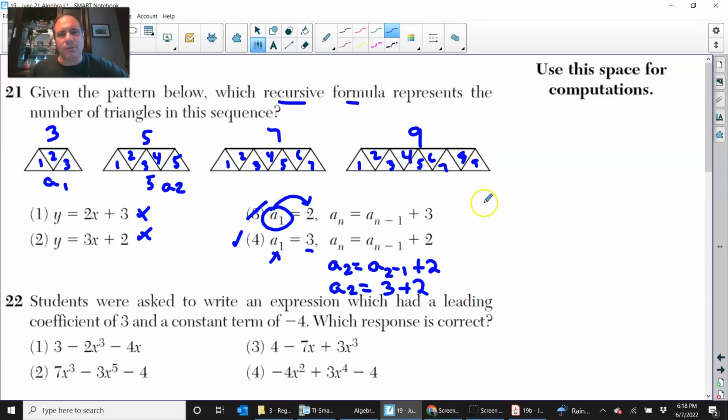So let me just try it out one more time. I have a sub 3, and this is going to be my a sub 3. It better come out to 7. If it does, then it's probably the answer.